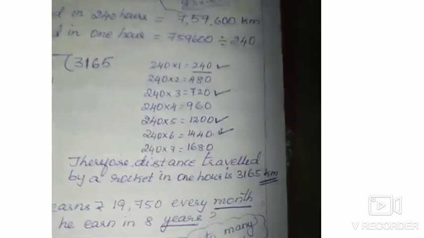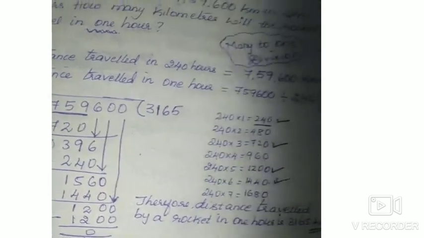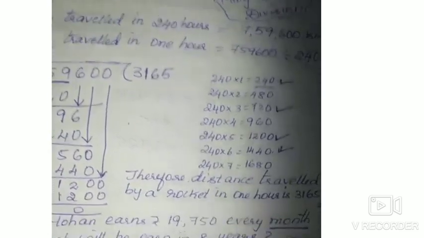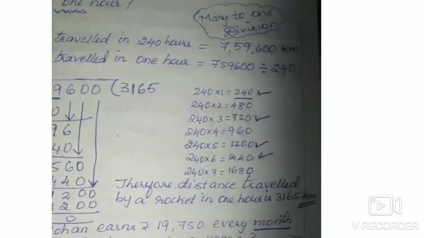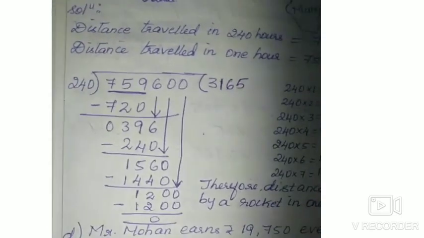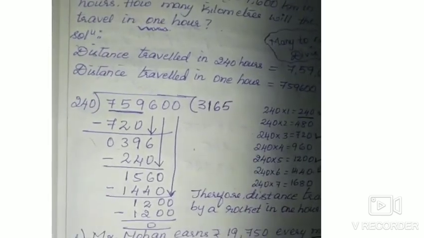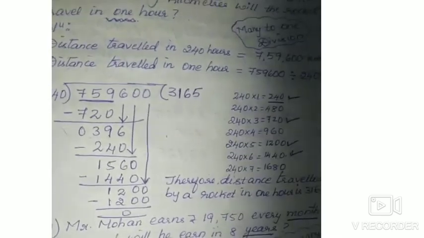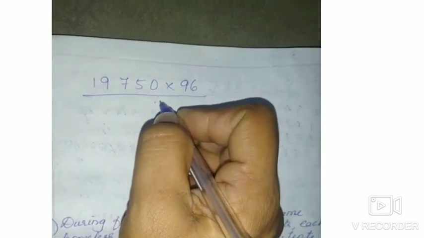So in 8 years, there are 96 months. You should not multiply this number by 8, because the salary is given per month and they are asking for years, not months. So you have to first convert into months, then multiply. Now 1 month salary is rupees 19,750. Then the salary for 96 months is how much? Now we start multiplying. There are 2 multiplier digits, so 2 steps.